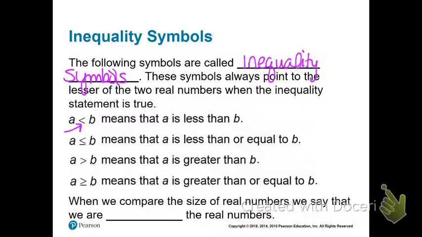So this says A is less than B. Remember, if they add the little line underneath it, that means or equal to. So this reads A is less than or equal to B. A is greater than B. And A is greater than or equal to B. Another way to remember that this is less than is that it looks like a lazy L, you know, L for less than. It just won't stand up, okay?